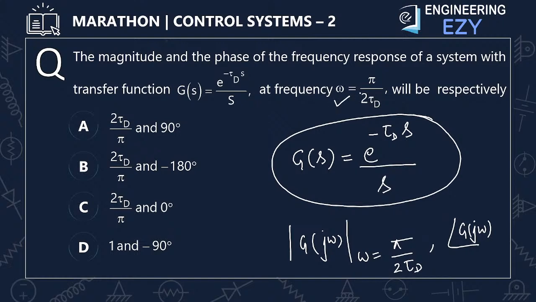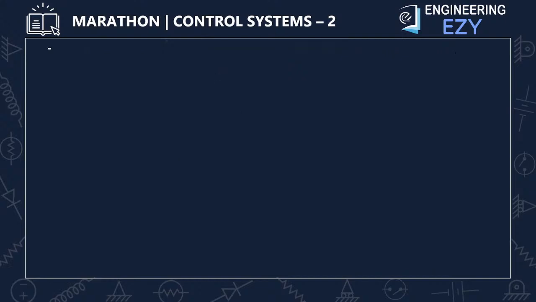Neither gain margin nor phase margin is asked. Only asked is what is the magnitude and what is the phase of this particular transfer function at this particular frequency. So it is so easy. If I solve this question, the transfer function of the system is given as e to the power minus tau d into S upon S.